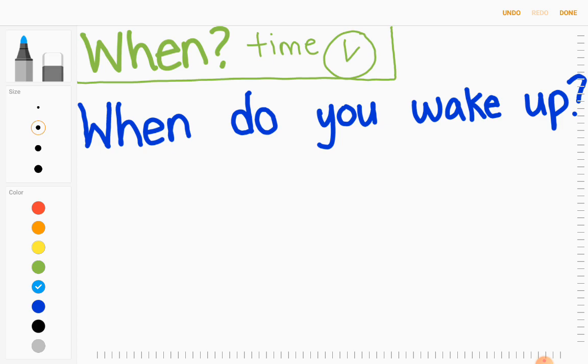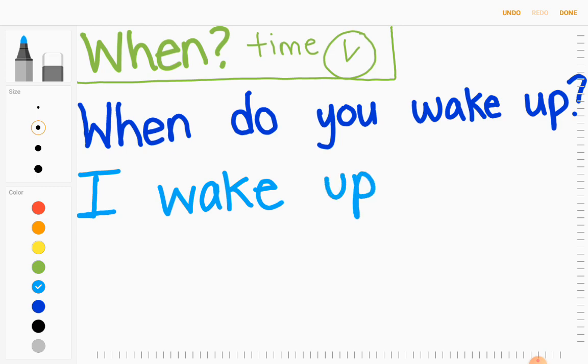I wake up at... All right, if you need my help, you can watch as I write the sentence. I. When I'm writing the word I, it is going to be a capital. It's also the first word in our sentence. I wake up is right here, so I can just copy that down. I wake up at blank.